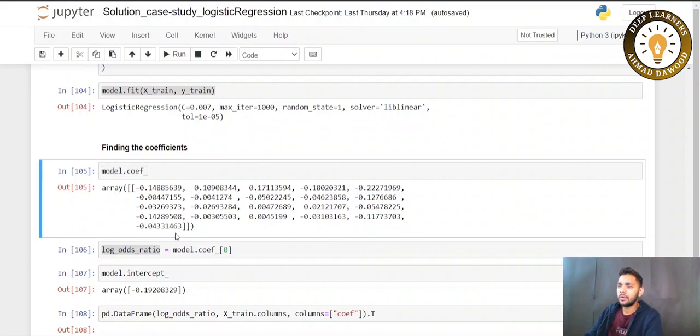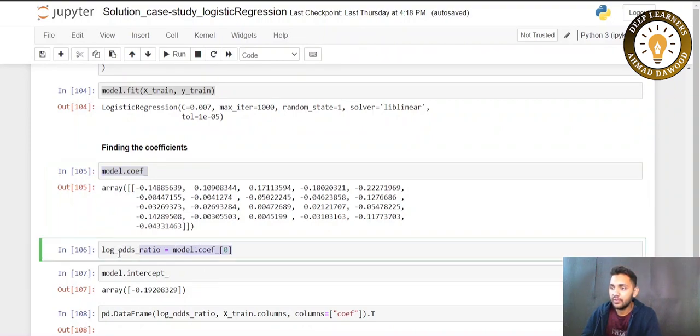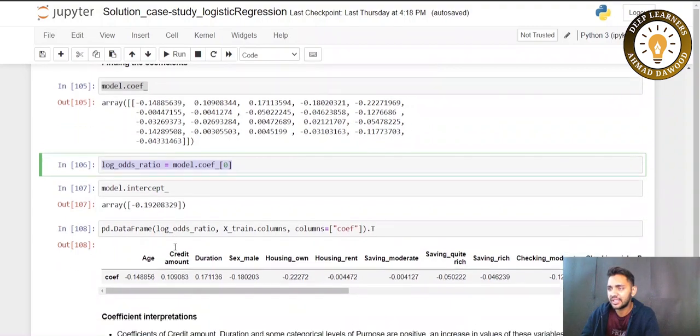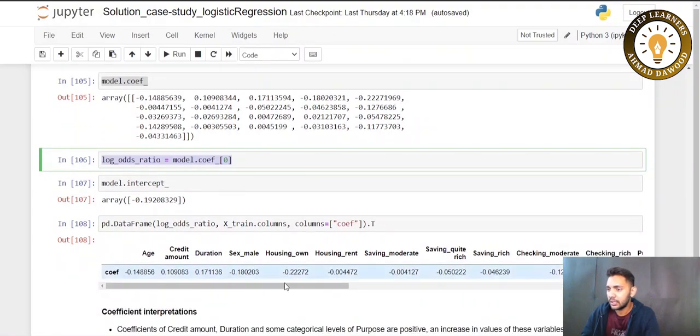Now I will start again from finding the coefficient part. So till now we have trained our model, and we have also figured out how we can interpret the coefficients of logistic regression. Here we have model.coef_, and I have created an instance of coefficients as log of odds ratio, because I know that coefficients are actually log of odds ratio. Then model.intercept_ is the intercept, and here I have created a data frame.